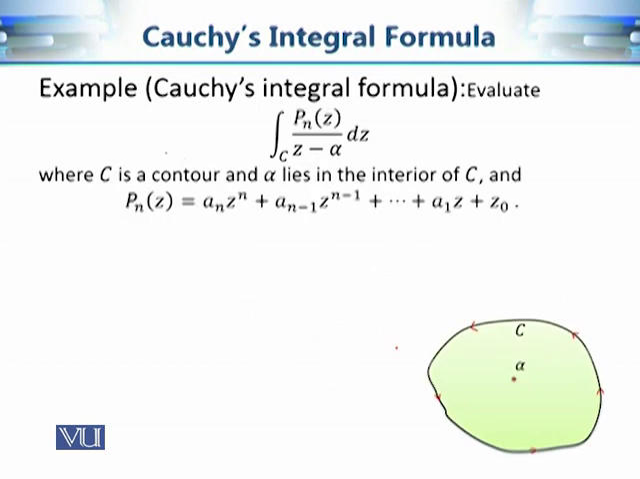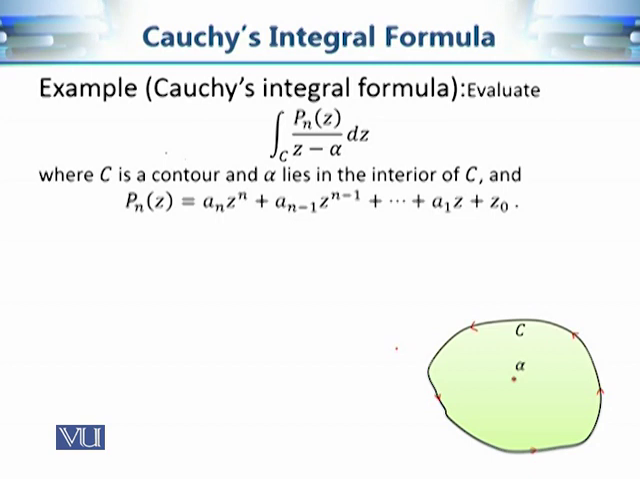Now moving on to another example, we have this polynomial of degree n in the numerator, and in the denominator we have z minus alpha dz. And now we want to evaluate this integral. Of course, with reference to the context, we are going to apply Cauchy's integral formula. But for a moment, let's forget that we are in the section of Cauchy's integral formula, and let's try to evaluate this contour integral.